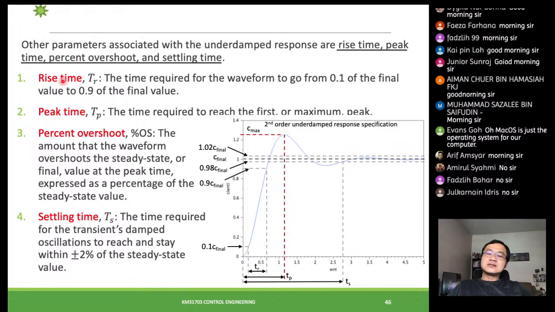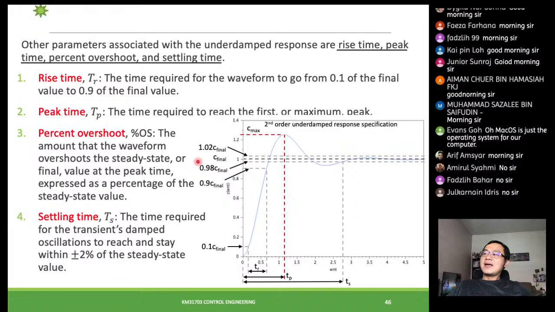Then for the peak time, you will see that the system usually peaks at the first oscillation. This is the maximum peak value, and it corresponds to the peak time, so you can measure how long it takes to reach the peak.